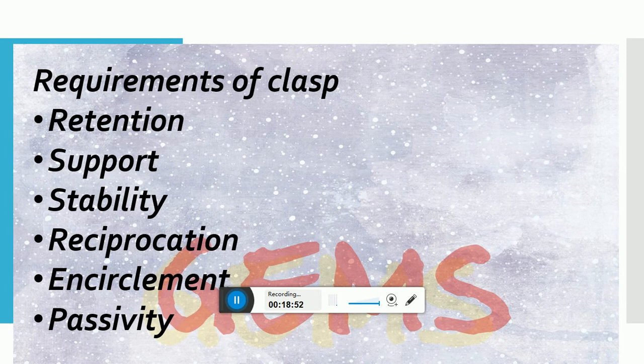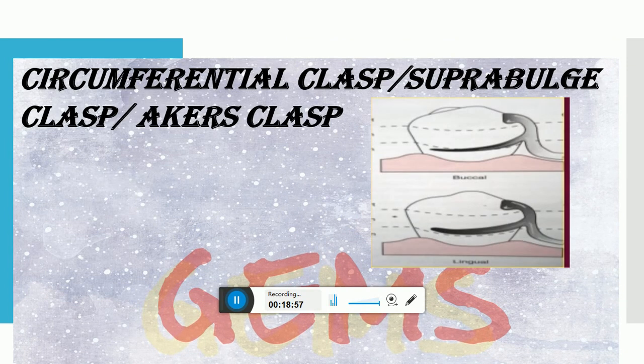Correct? Okay. Next, we have something about the circumferential clasp, suprabulge clasp or the Mcqs clasp. It was first introduced by Nesbitt. The synonyms for the circumferential clasp are Mcqs, circlate and suprabulge clasp. The retentive tip approaches the undercut from above the height of the contour, and true adjustment is difficult with most of the cast clasp. Okay. We have advantages and disadvantages, no need of going in the depth.